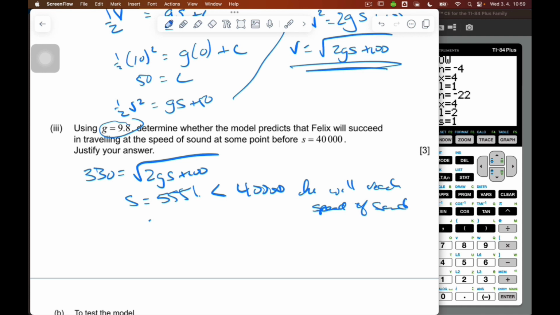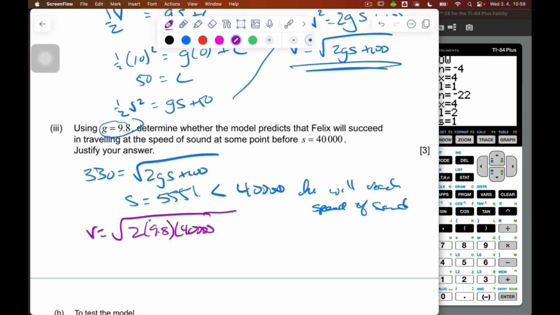The other way I could do it is to say v is equal to the square root of 2 times 9.8 times 40,000 plus 100. That gives me a value of 885, which is bigger than 330, so he passes the speed of sound. Either way is sufficient.